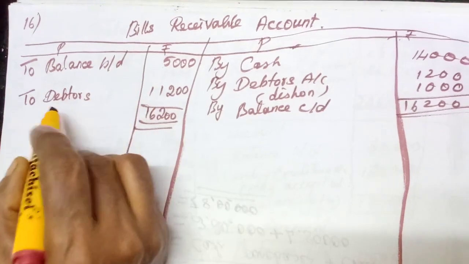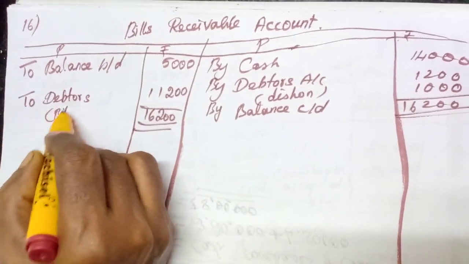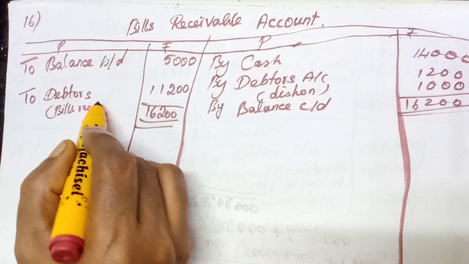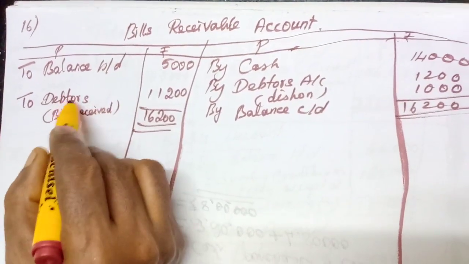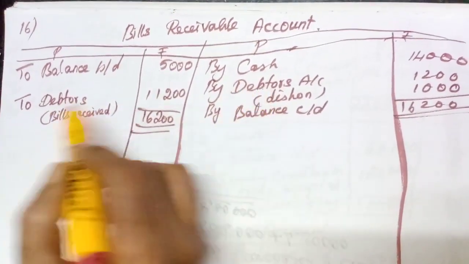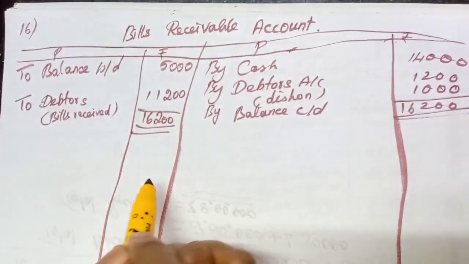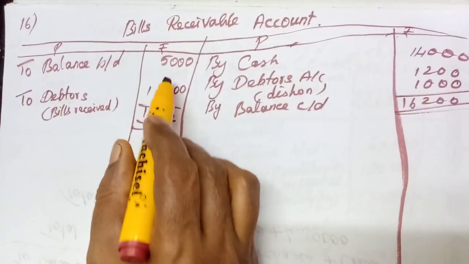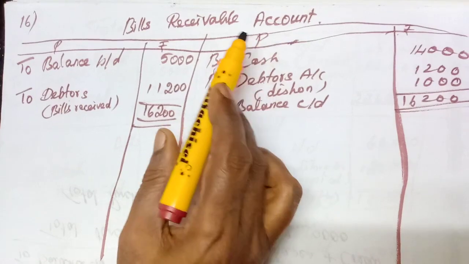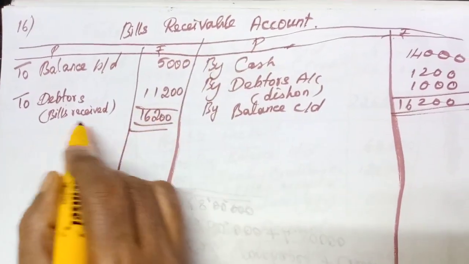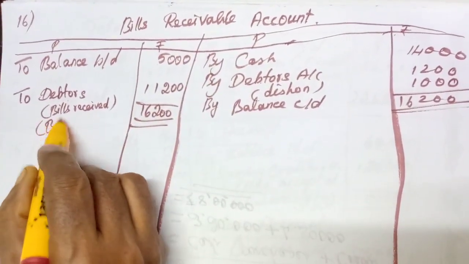Bills received. This item also will be appearing in the total debtors account. Here this debtors will be appearing in the total debtors account. That is why we are preparing this bills receivable account in the beginning. Again you can write balancing figure.